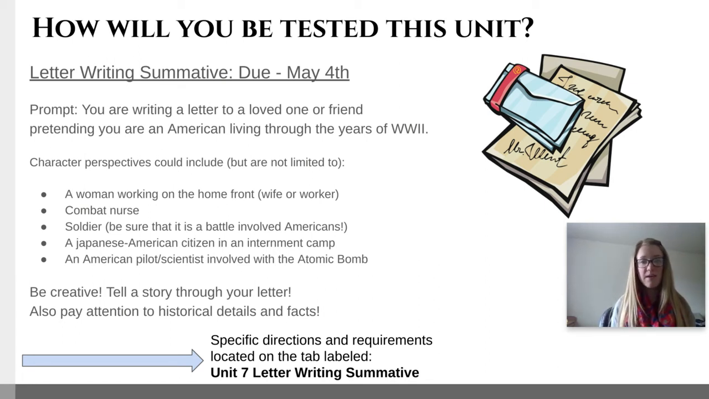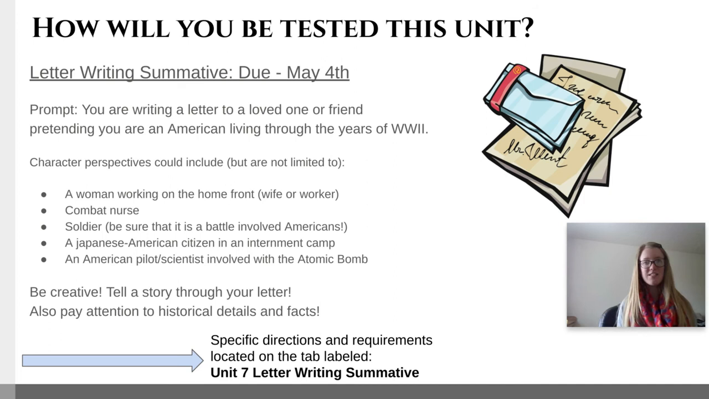And so this is going to be one of the topics that we talk about in this unit. You could write about that potential experience, what it was like for somebody to live through that time in American history, being within an internment camp. In addition to that, potentially you could write from the perspective of an American pilot or scientist who was involved with the atomic bomb. And so this way you could take a lot of different directions.